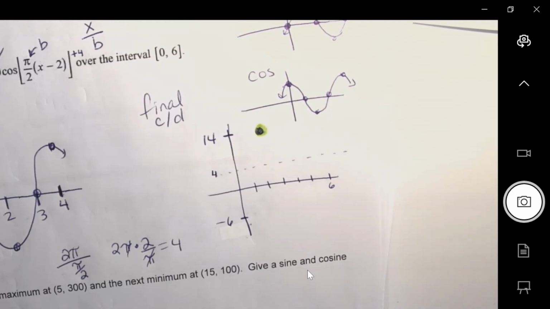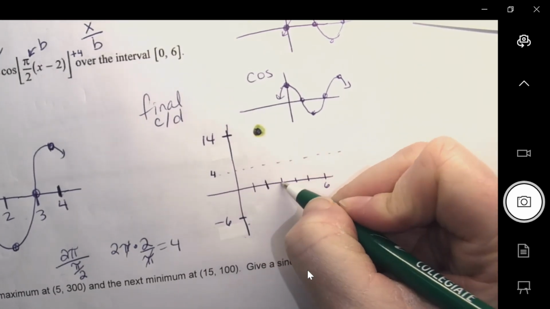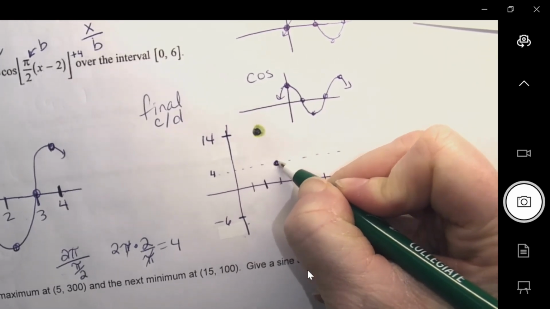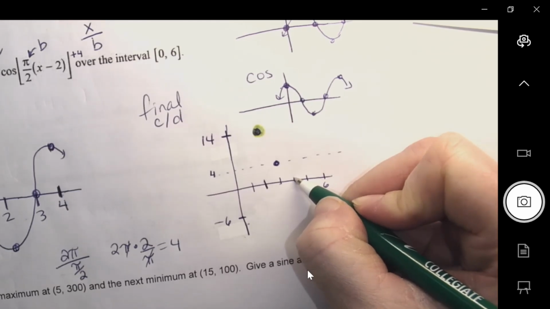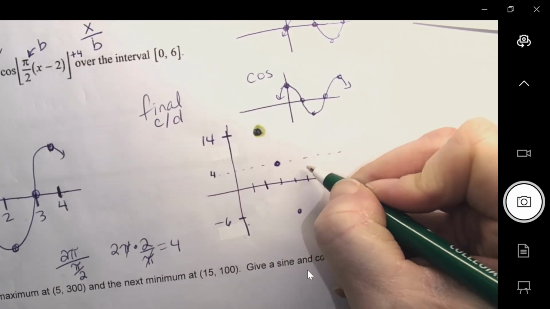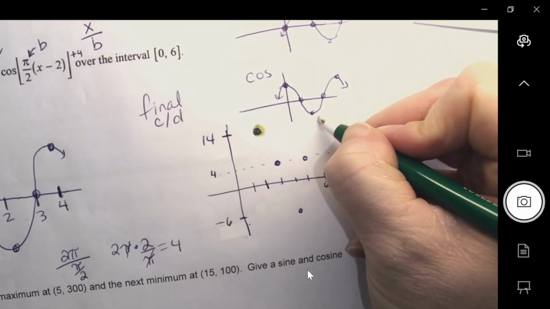So there's the coordinate. And then we're going to finish the pattern. So that was at 2. So at 3, I should be hitting the middle. At 4, I should be hitting the bottom. At 5, the middle. At 6, I should hit the top.